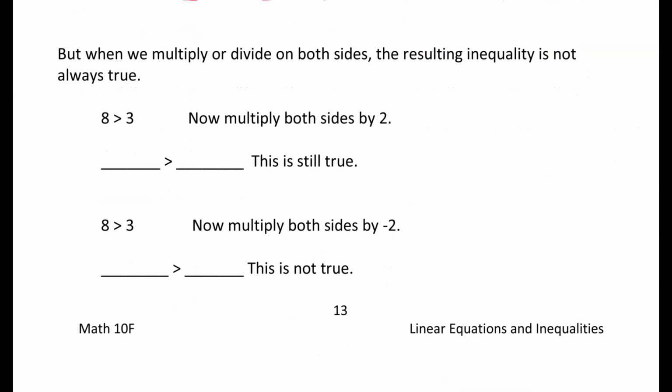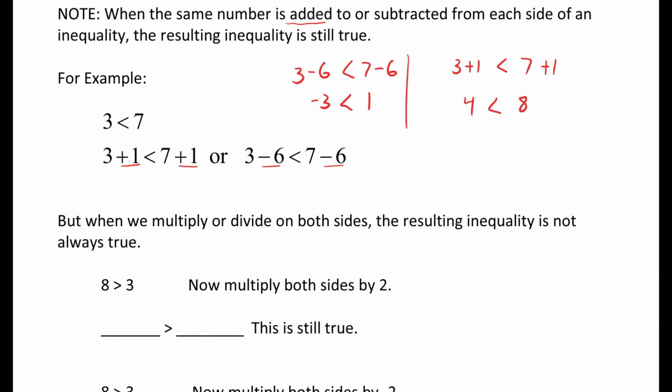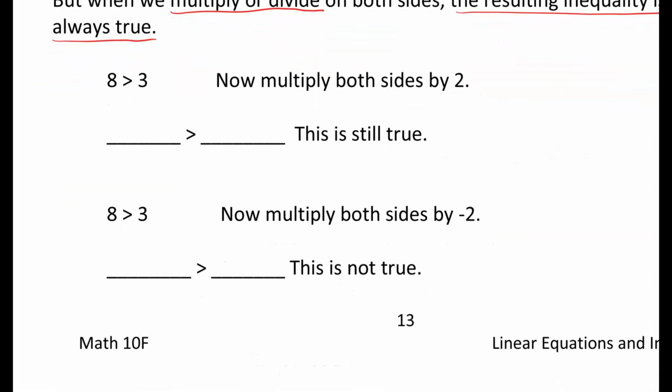At the bottom here it says, but when we multiply or divide on both sides, the resulting inequality is not always true. So that's the difference here. When we're talking about adding or subtracting, the resulting inequality is still true. When we're multiplying or dividing, the resulting inequality is not always true. So when we're doing multiplication and division, it can change the way that the symbol is facing.